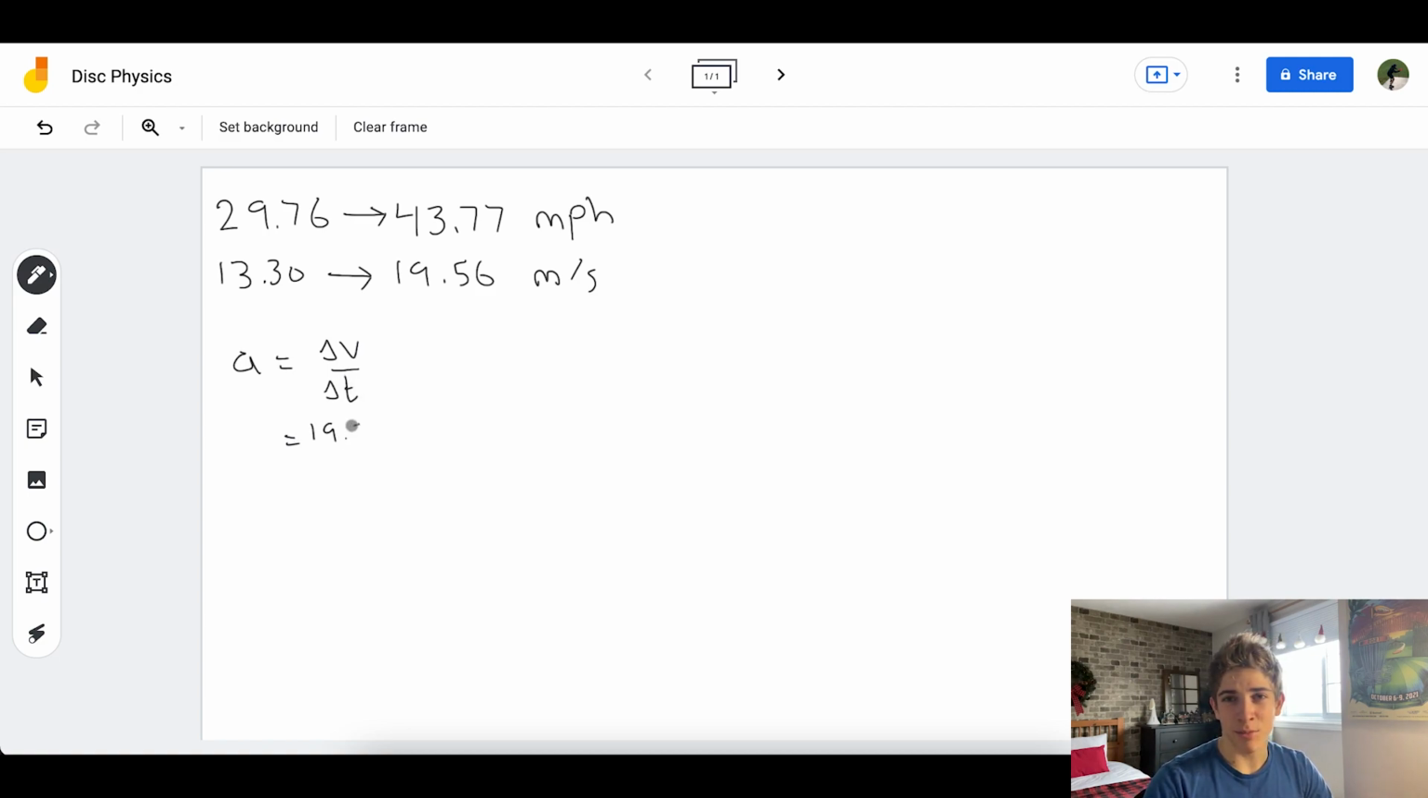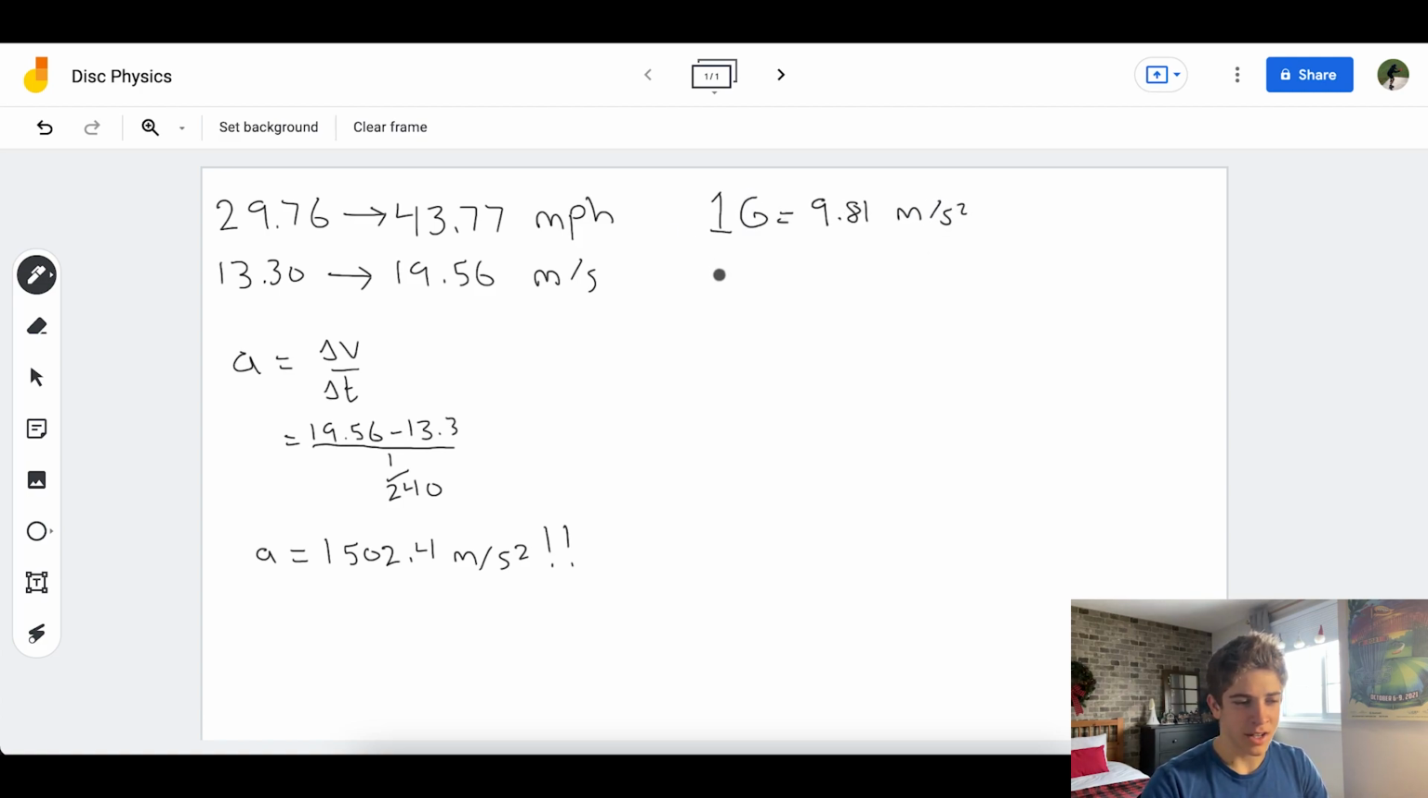So that's going to be 19.5 meters per second minus 13.3, divided by 1 over 240, because I'm shooting at 240 frames per second. And now multiplying by 240 is the same as dividing by 1 over 240. So it gets us 1502.4 meters per second squared. And to calculate Gs, we just divide that by 9.81 and we get, drum roll, 153 Gs. So that's pretty crazy.